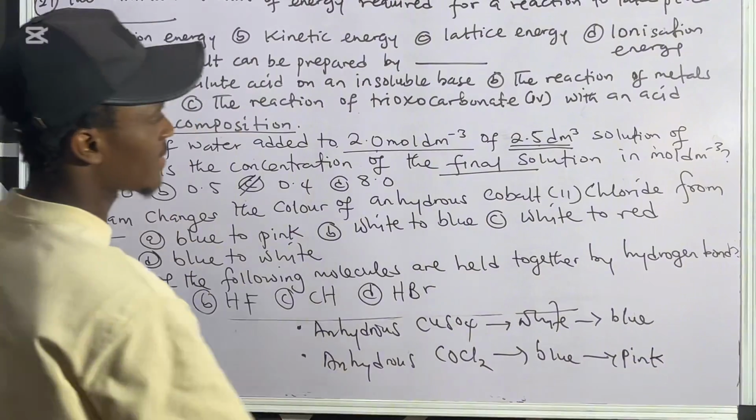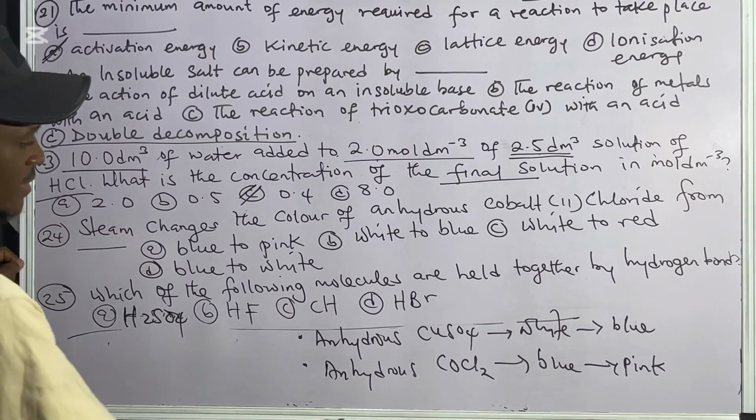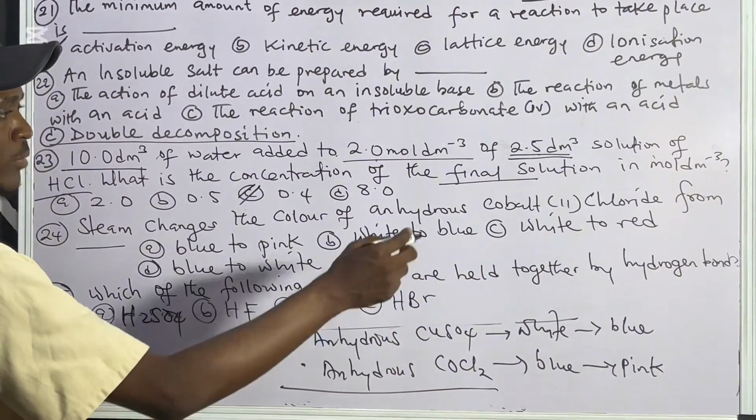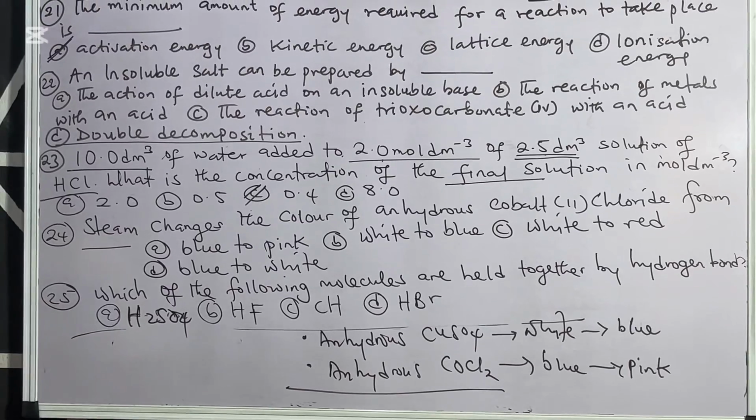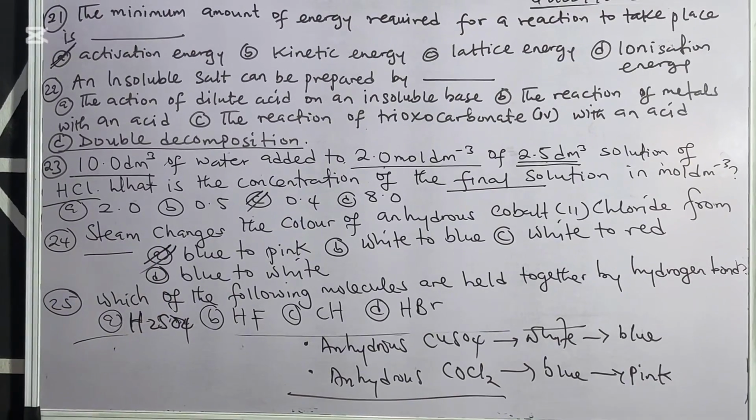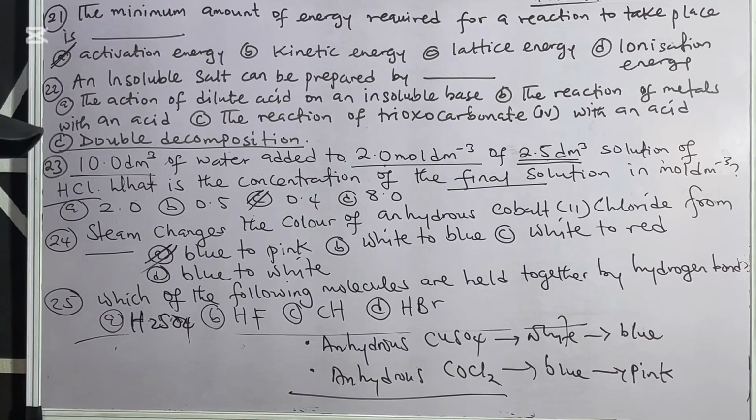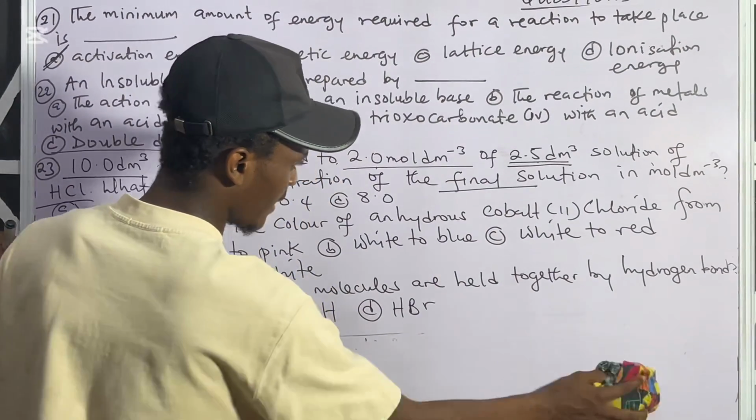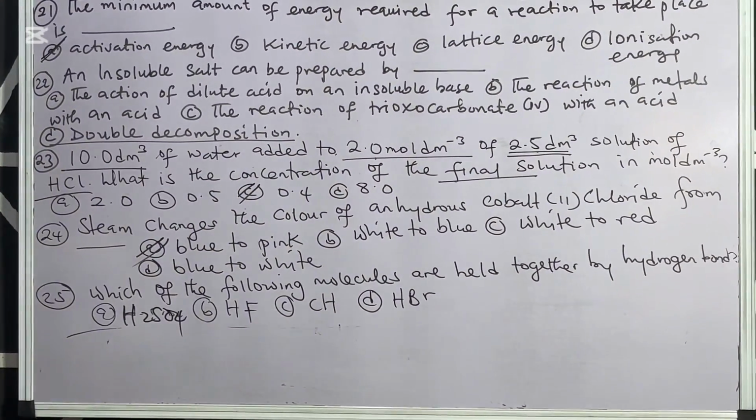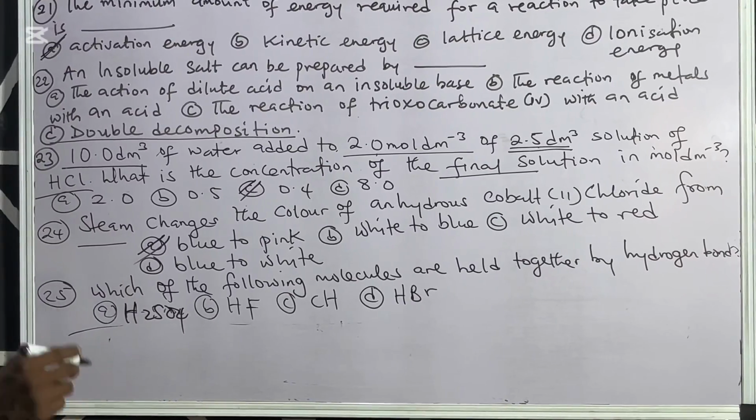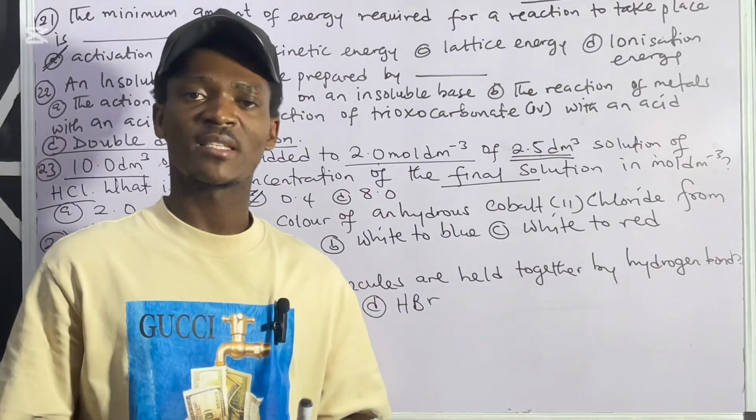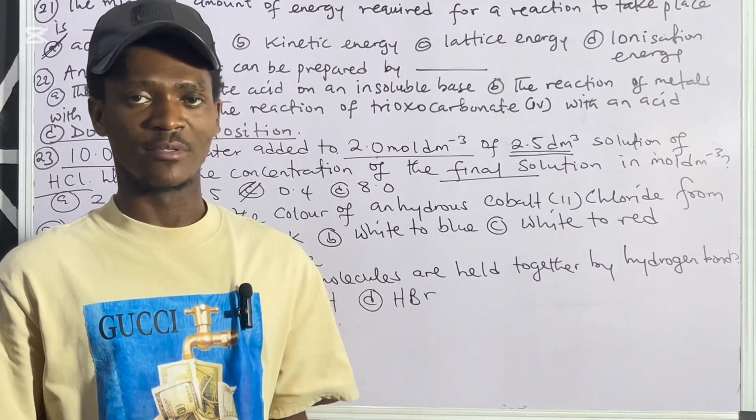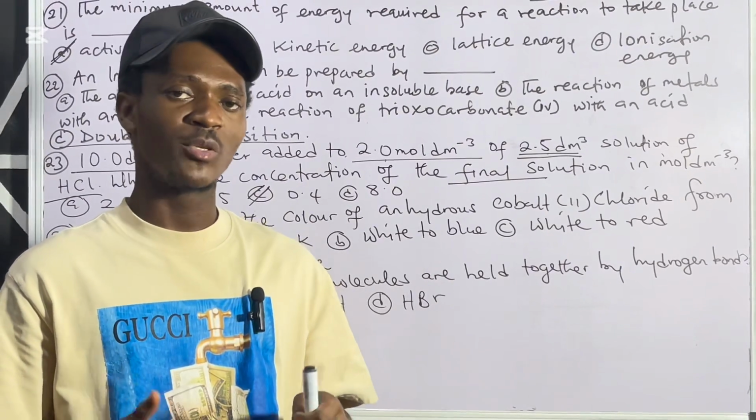So what did they ask? Anhydrous cobalt 2 chloride, which is this guy. So it changes from what? Blue to pink. So the correct option is option A. The next question, number 25. Which of the following molecules are held together by hydrogen bond? Now, one thing that you need to know is this. Hydrogen bond is an example of intermolecular bond, meaning bonds that exist between molecules.